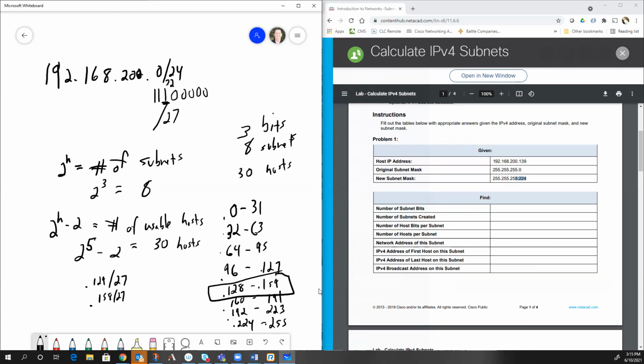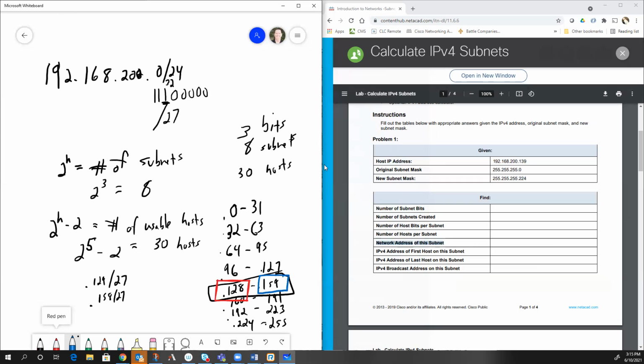Why, by the way, is the first address not usable and the last address not usable? That's what they're asking you right here. The network address of this subnet is this first number. So we can't use this number on a host because in this number, all the host bits are zeros. And we cannot use this 159 number because here, all the host bits are ones.